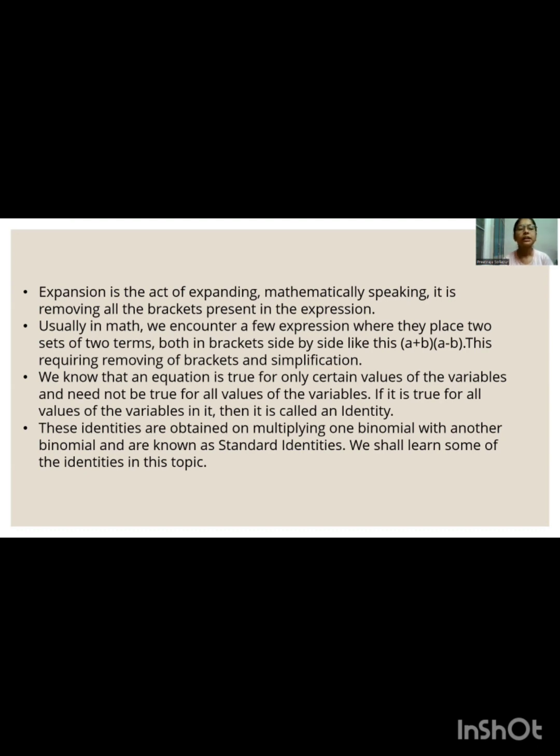We know that an equation is true for only certain values of the variables and need not be true for all values of the variables. If it is true for all values of the variables in it, then it is called an identity. These identities are obtained on multiplying one binomial with another binomial and are known as standard identities. We shall learn some of the identities in this topic.